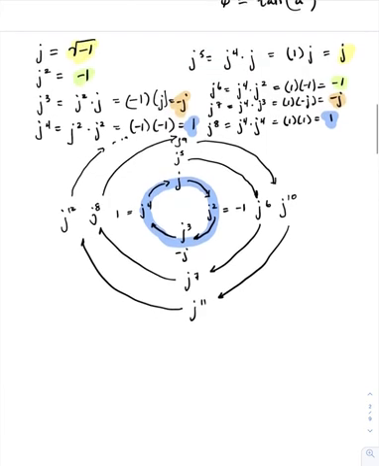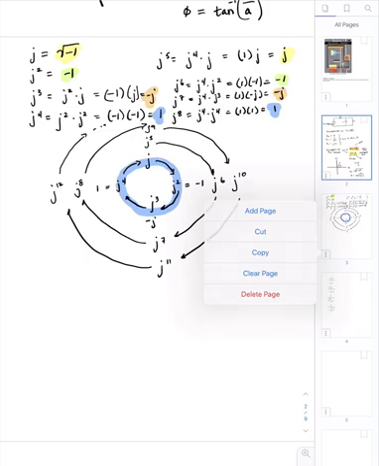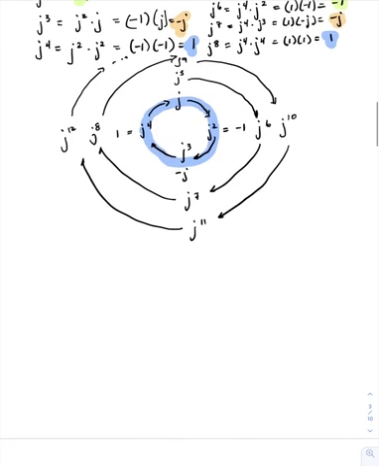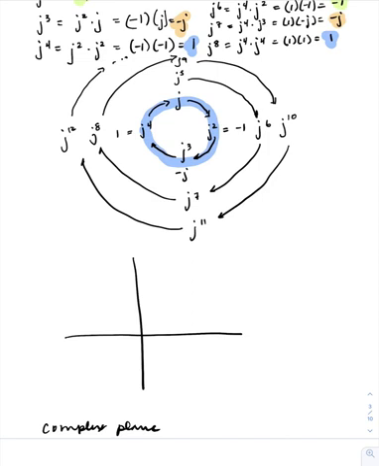Okay, I'm going to add another page here. So as I mentioned, we use the Pythagorean theorem to convert from polar form to the complex plane. Polar form would be like this, with a magnitude and an angle. And we would convert polar form to rectangular using the Pythagorean theorem.